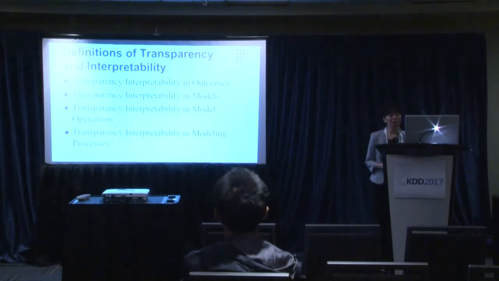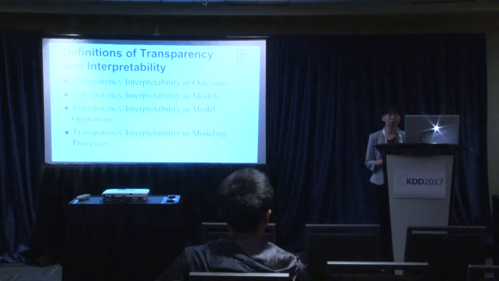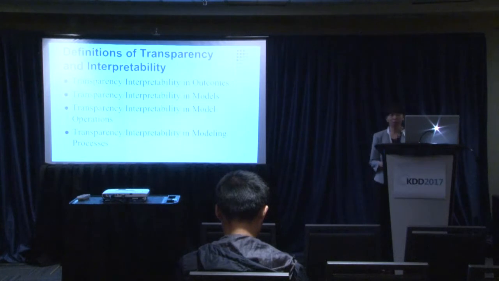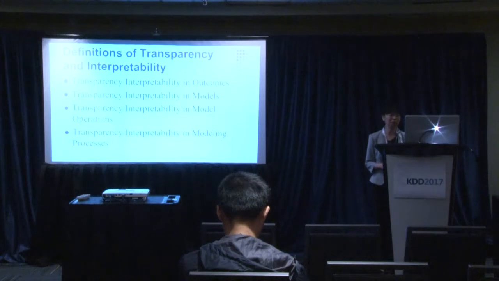As we have mentioned, since transparency and interpretability can be defined at different levels, different definitions of transparency and interpretability have been proposed in the literature. We summarize them in four groups. That is transparency and interpretability in outcomes, transparency and interpretability in models, transparency and interpretability in model operations, and transparency and interpretability in modeling processes.